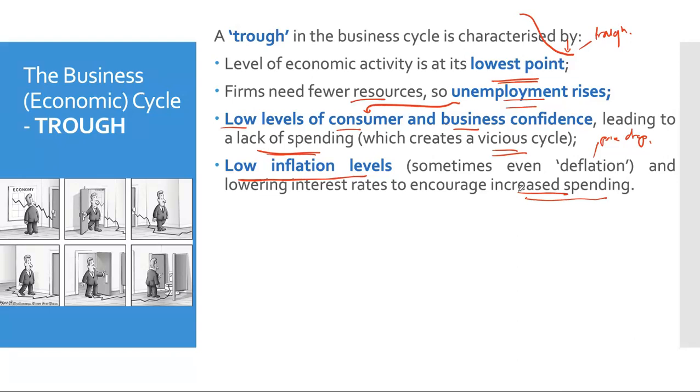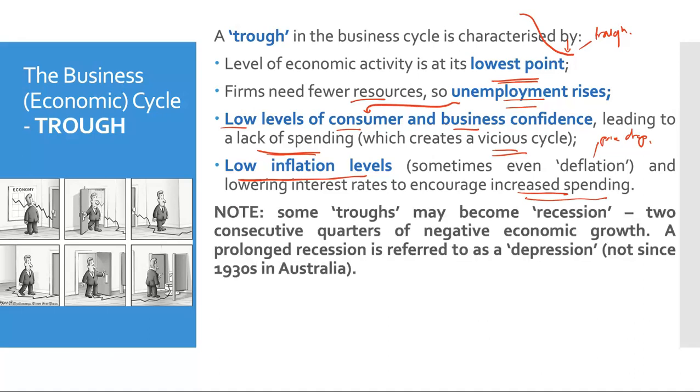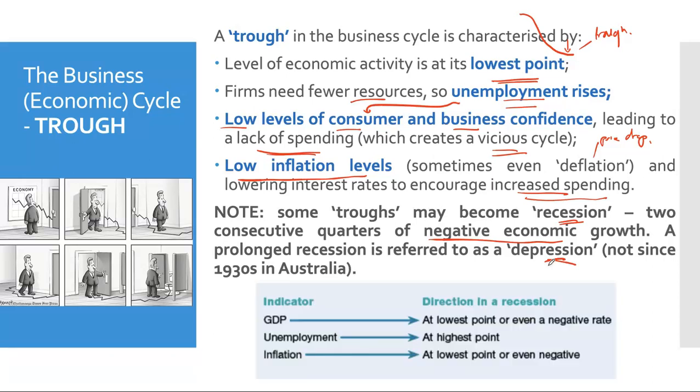Lower interest rates, try and encourage some spending and some investment. Now note, some troughs may become recessions when 2 consecutive quarters of negative economic growth occur. A prolonged recession is known as a depression. We had one in the 1930s in Australia. And we did have a recession in 2020 when 2 quarters of growth were negative due to the COVID lockdowns. This was some of the first recessions, I believe, in 30 years in Australia. So we had a good run.